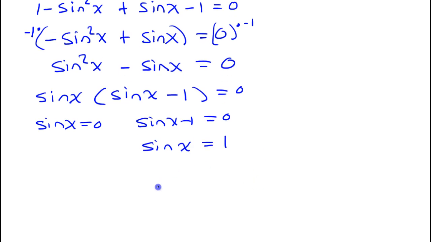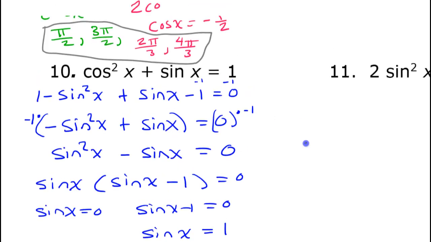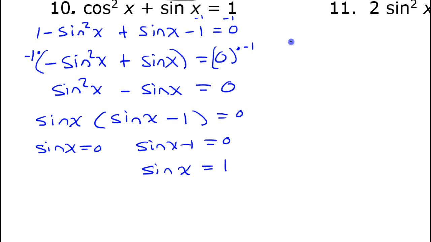Now where does that happen? That happens at, well, sine is a y value. Alright, I'm seeing where I can have space to do this. Sine is a y value. So I know that a y value would be positive up here at the top. So that's pi over 2.